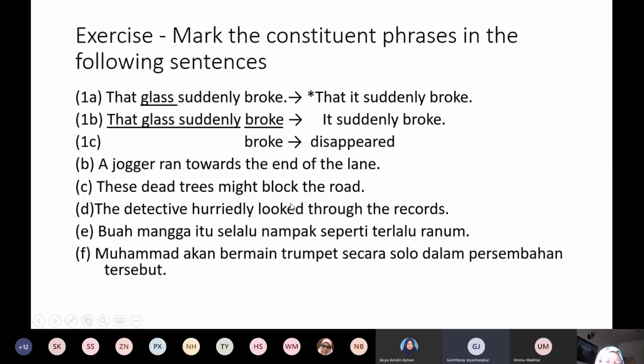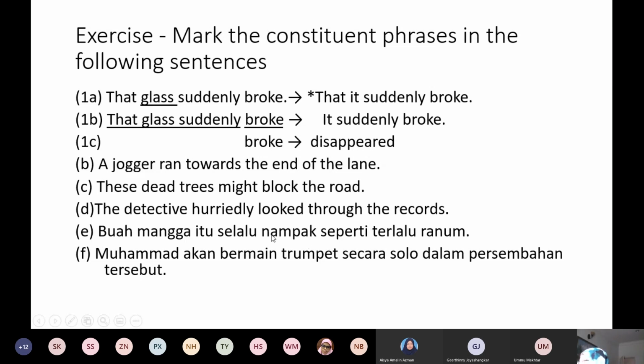Okay. Kalau secara am, you say okay, secara am the bigger constituent is the subject, which is buah mangga itu. And then the others are all the verb phrase, selalu nampak seperti terlalu ranum. So the most dominant constituent is the subject and the verb phrase. Tetapi dalam verb phrase tu ada a few smaller constituent. So we need to say those constituents lah.